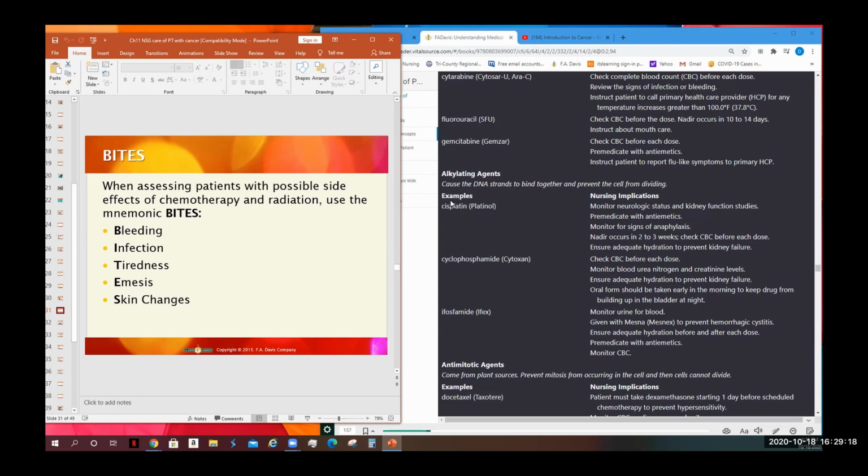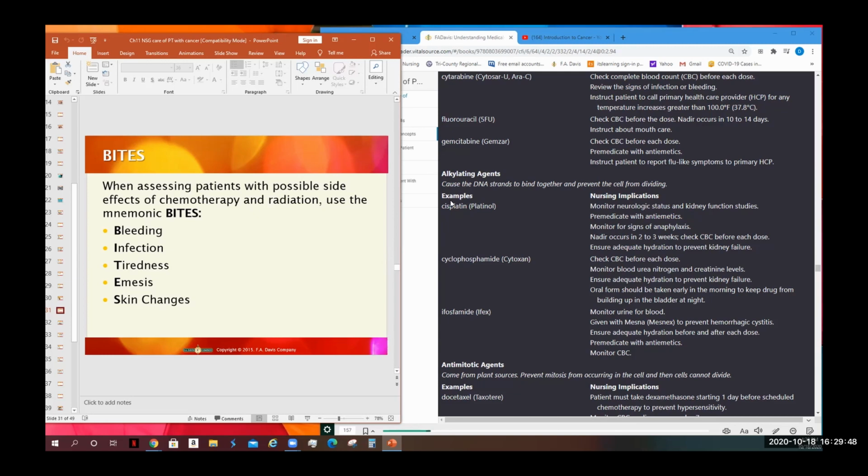The cyclophosphamide is also called Cytoxan, and for that one you will check the CBC before each dose. You will monitor blood urea nitrogen and creatinine levels. You'll ensure adequate hydration to prevent kidney failure, and the oral form should be taken early in the morning to keep the drug from building up in the bladder at night.